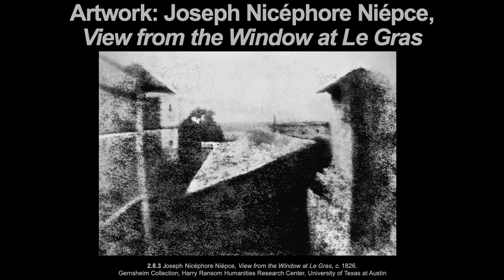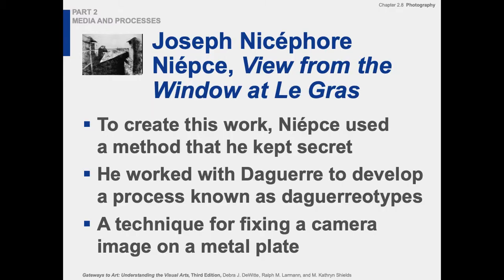He kept it secret, but he did work with Daguerre, who made the daguerreotype later. But this is the earliest known photograph, and it took 8 hours for this exposure, and it's quite rough. But we can see a building with a tower here and a roof here. So it's capturing the light, and there was a way to capture it onto metal. That was the original photo material.